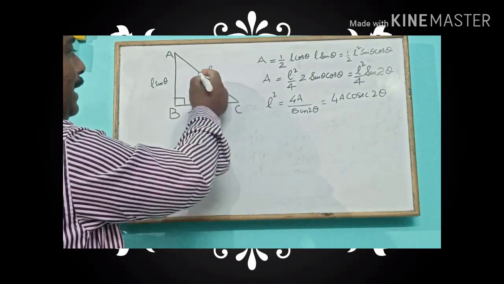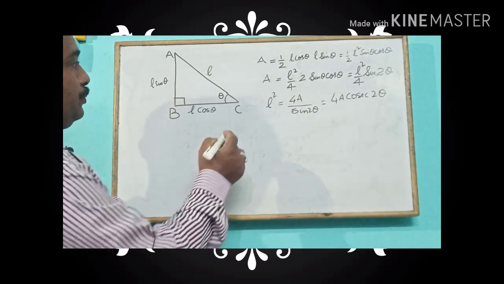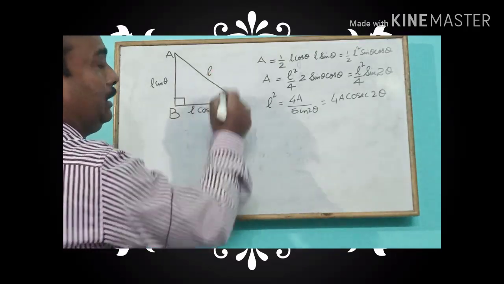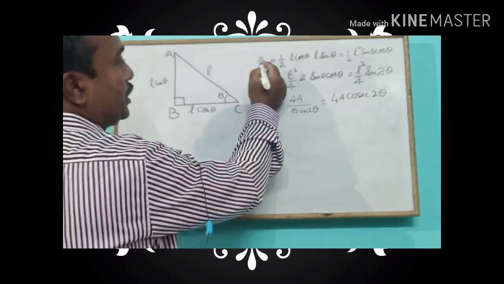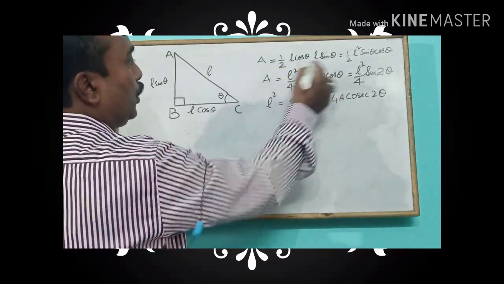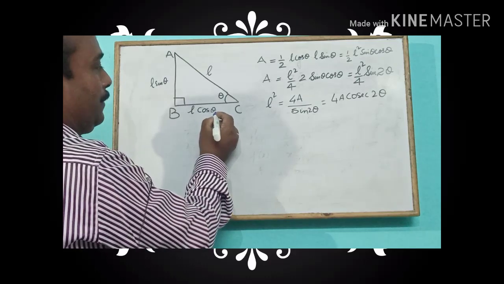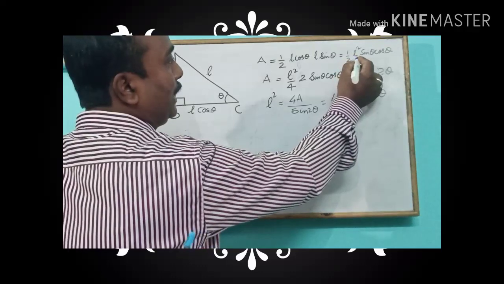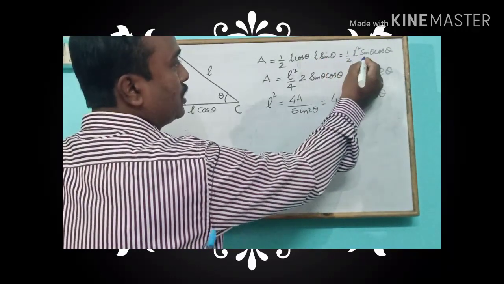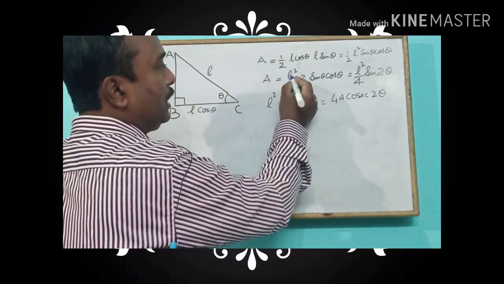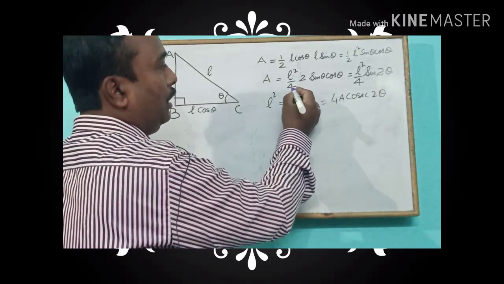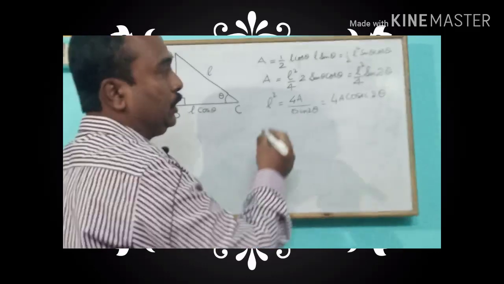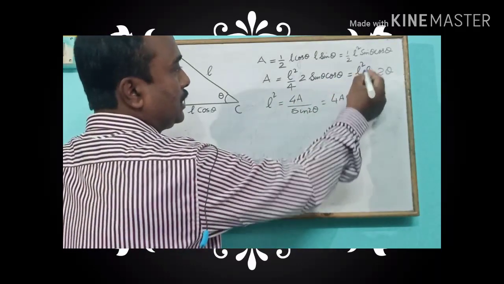right angle triangle with L as the hypotenuse. So A is the area, and theta is the angle made by the base and the hypotenuse. So the expression for the area is half base into altitude. Base will be L cos theta, altitude will be L sin theta. So further calculating, we get half L square cos theta into sin theta, or A is equal to L square by 4, because I multiplied by 2 in the numerator and 2 in the denominator. So it comes sin 2 theta.